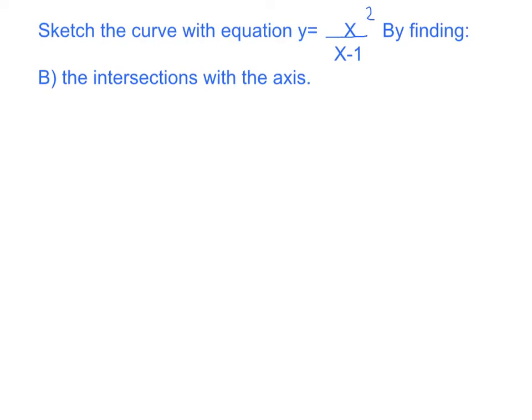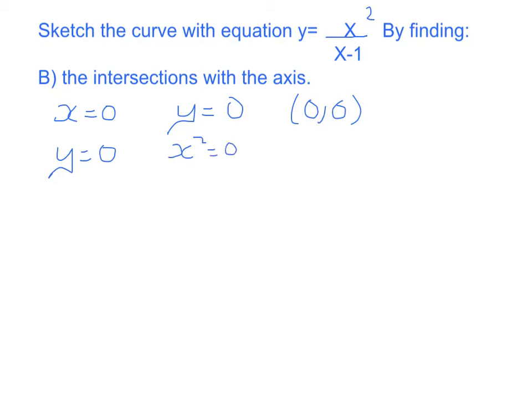Second part of the question is asking us to find the intersections with the axes. This is pretty easy, so to find what intersects with y, we'll make x equal to 0. We're going to substitute that in. So we've got a 0 on top, so straight away we know that y is also going to be 0. So we have an intersection at 0, 0. Are there any other options for y being 0? Well, y is 0 when x squared is 0, which means that only occurs when x is 0. So this is our only point of intersection, 0, 0.